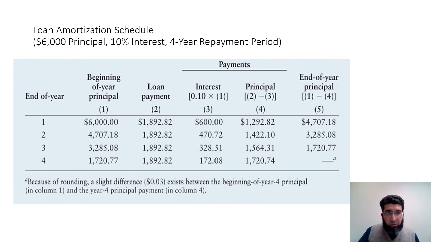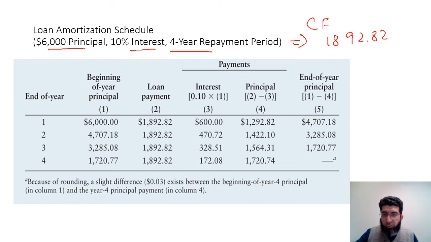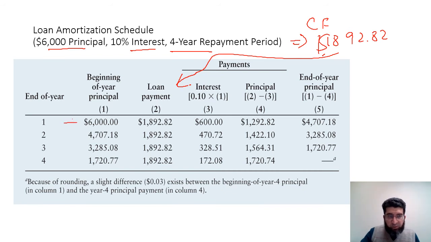Now let's look at the schedule. So we have 6,000 principal, 10% interest rate, 4-year repayment period, and we already calculated this. The cash flow or the annuity comes out to be $1892.82. We can use this amount as loan payment. Now this has two parts, interest and principal. So we begin with 6,000 as the borrowed amount, the principal. Now this will start going on. So next is loan payment. Now we will pay 1892.82 in the first year.